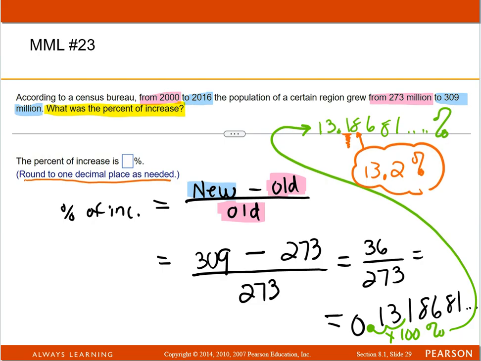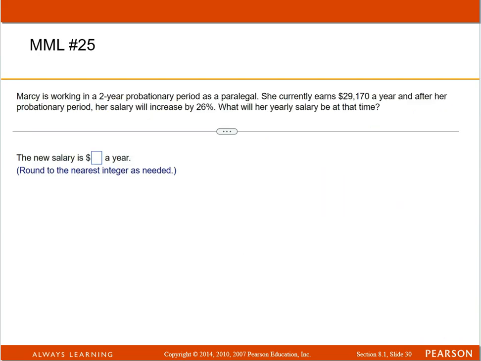And I got time to do another one. Marcy is working in a 2-year probationary period as a paralegal. She currently earns $29,170 a year, and after her probationary period, her salary will increase by 26%. What will her yearly salary be at that time?